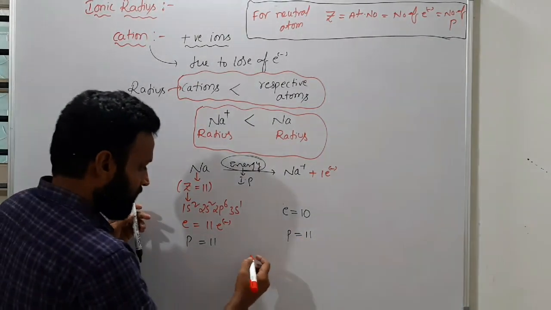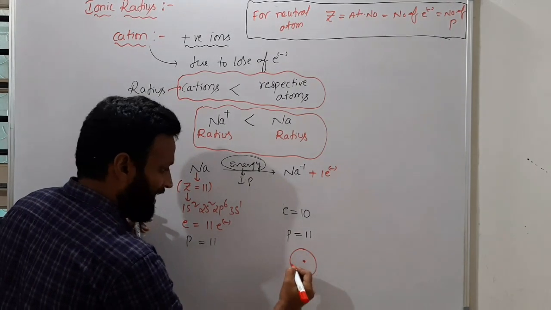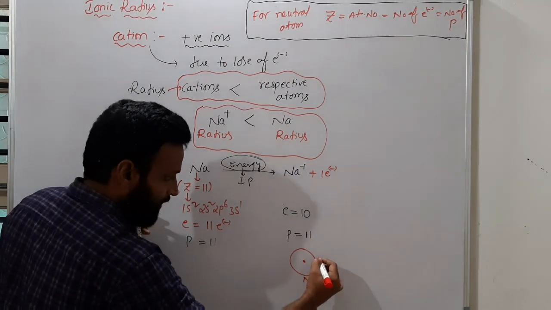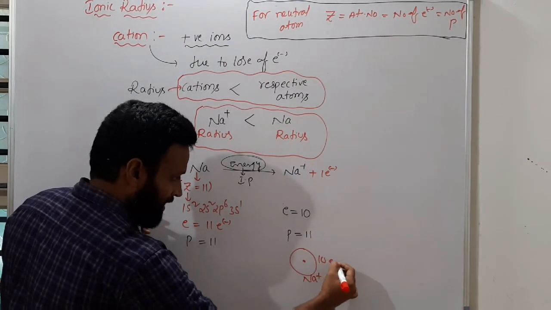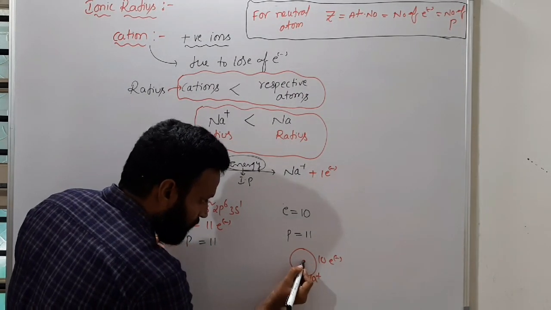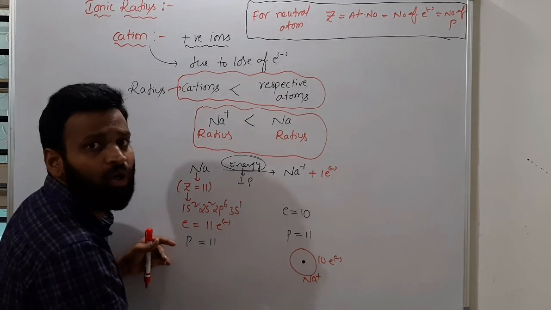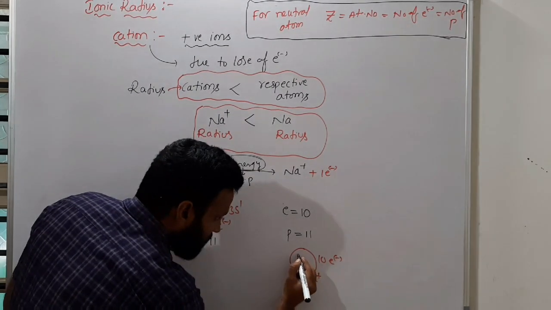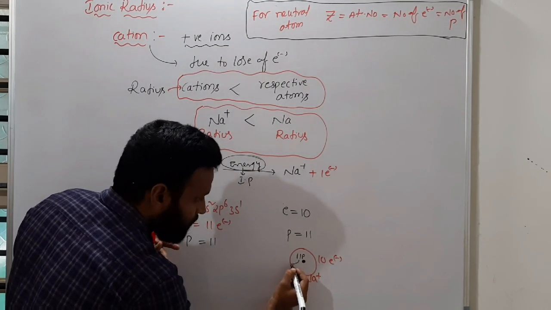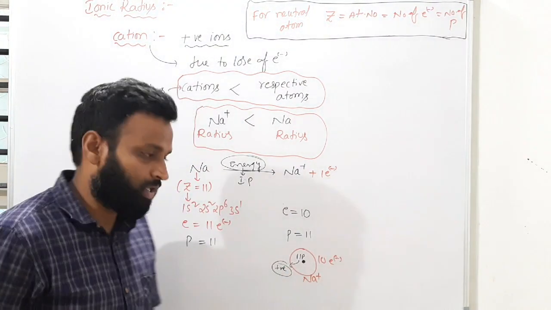So here, in Na+, 10 electrons are there. How many protons are in the middle? The center of the atom is called the nucleus. That nucleus consists of 11 protons. Protons means what charge? Positive charge.